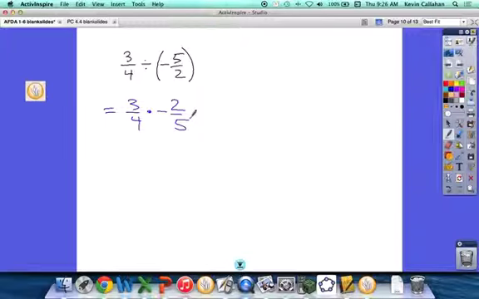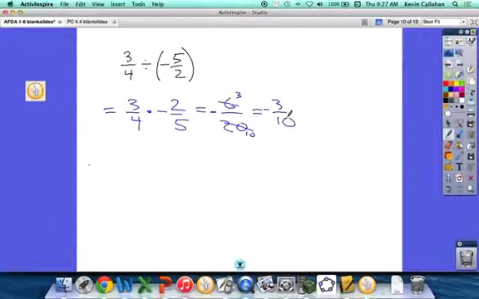All right, that's how you do a division. So now, 3 times 2, 6, 4 times 5, 20. It's a plus times a minus, which means minus, right? And can that be simplified? What's the common factor between 6 and 20? 2, right? So 6 divided by 2 is 3, 20 divided by 2 is 10. Negative 3 tenths.